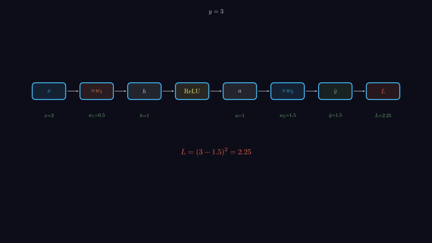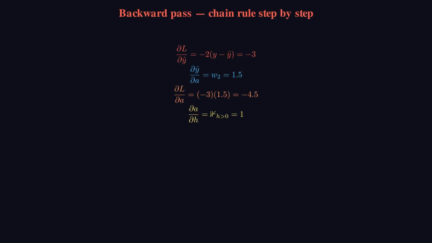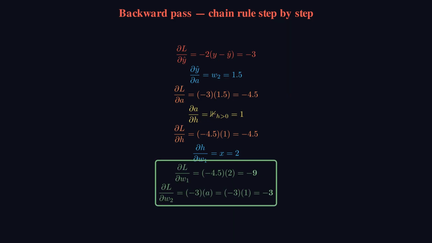Now let's go backward. We want dL/dw1 and dL/dw2. How much does each weight contribute to the error? Start from the loss. dL/dy hat, the derivative of (y minus y hat) squared with respect to y hat, is minus 2 times (y minus y hat). With our numbers, that's minus 2 times (3 minus 1.5), which equals minus 3. Now dy hat/da. Since y hat equals w2 times a, this is just w2, which is 1.5.